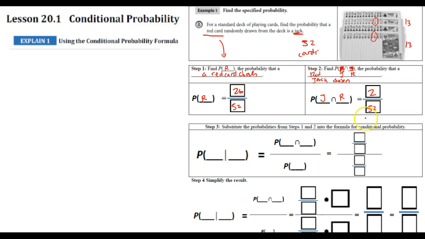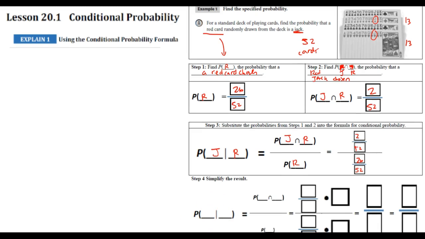2. Yes, there is. So, the probability of, for step 3, of a jack, given that we pulled a red card, is going to be our J of R over R. So here that was 2 over 52 over 26 over 52. So I'm just going to record this down for number 4 to simplify our result.